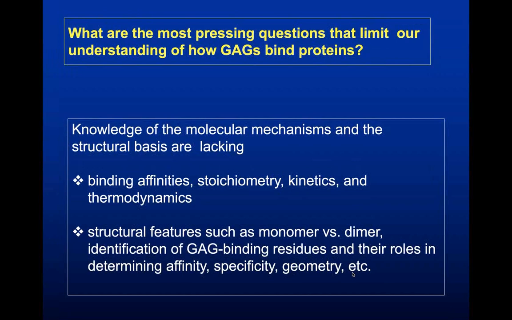Okay, so why are we interested in all these things? Almost all GAG binding proteins exist in multiple forms, like monomers and dimers, and almost invariably all proteins dimerize on GAG binding or vice versa, like growth factors, chemokines, cytokines. So what exactly is the relevance of these interactions? And to zero in on function, what are the GAG binding residues? Which residues are exactly binding, and how does their binding dictate affinity, specificity, and the geometry?